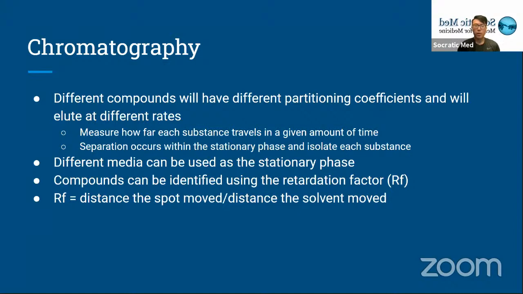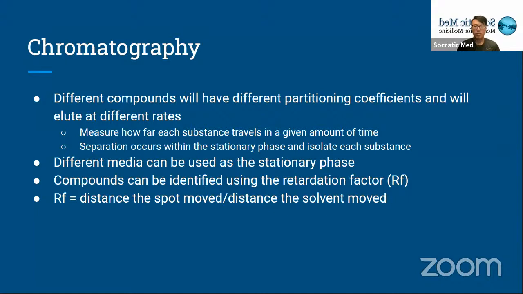So like I said before, since the different compounds will have different polarities and will adhere to the stationary phase at different strengths, they will elute at different rates. And this causes them to have different partitioning coefficients. So this is when you measure how far each substance travels on the stationary phase in a given amount of time as it's being carried by the mobile phase.